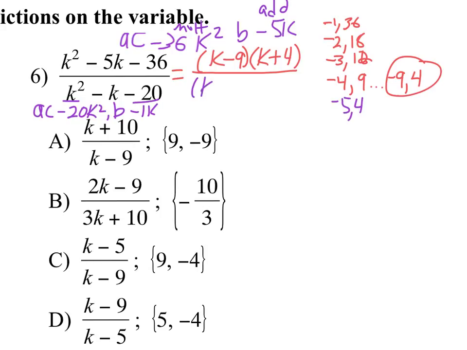So we've got k minus 5 and k plus 4, again using the shortcut that we can only use if the number in front of k squared is 1.